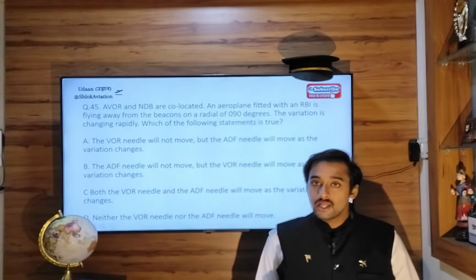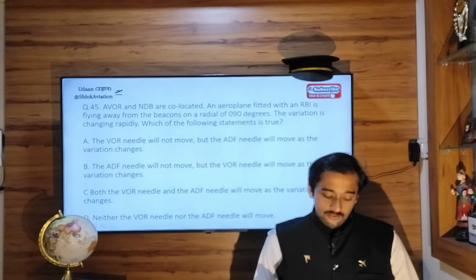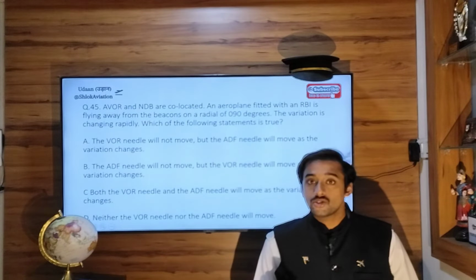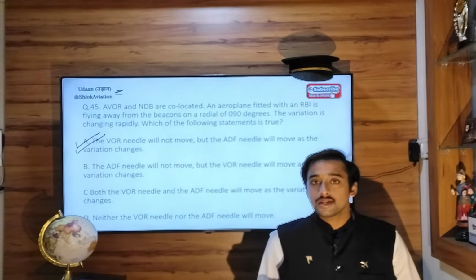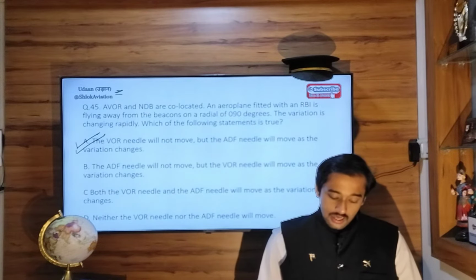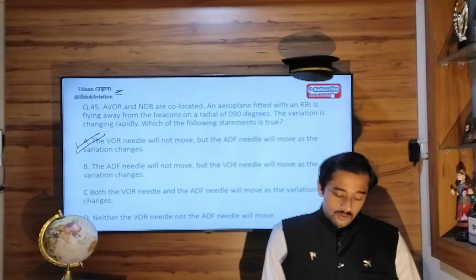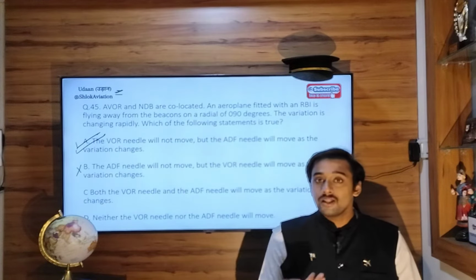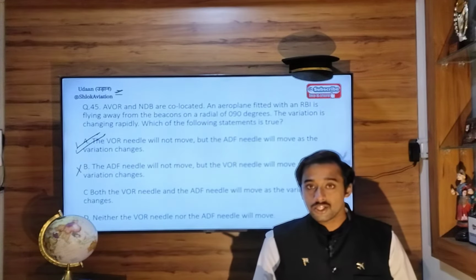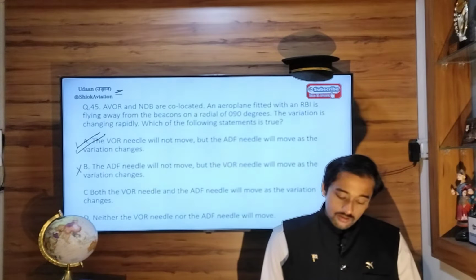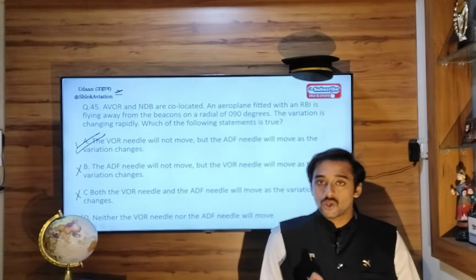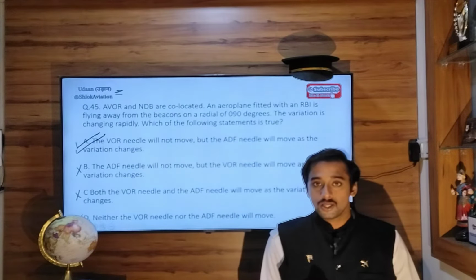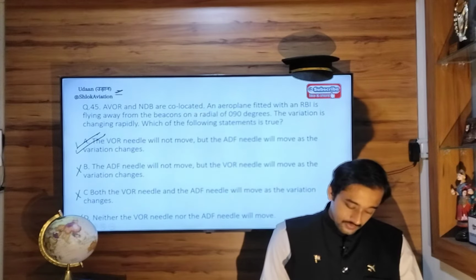The VOR needle will not move. Yes. The ADF needle will move as the variation changes. So the correct option is option A. I don't even have to look at the next options, but we will check it. ADF needle will not move, so option Bravo is wrong. ADF needle will move because variation is also changing rapidly. Both needles will move, wrong. Neither of them will move, that is also wrong. So A will be the correct option, remember.